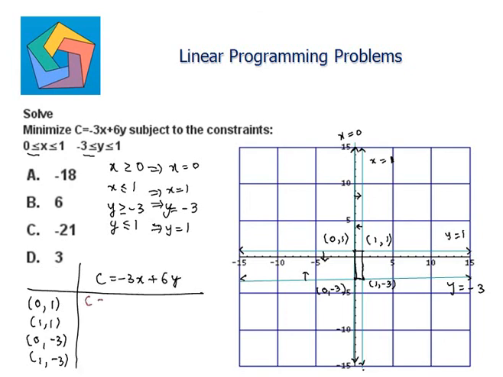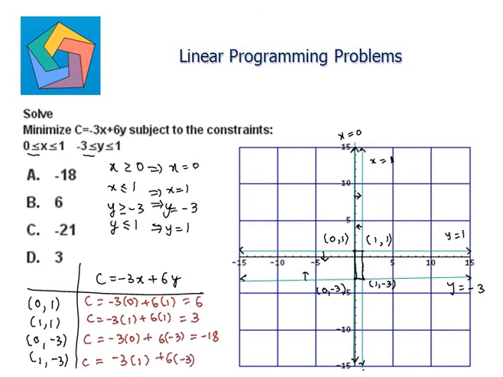So C is equal to negative 3 times 0 plus 6 times 1, that's 6. C is equal to negative 3 times 1 plus 6 times 1, 3. C is equal to negative 3 times 0 plus 6 times negative 3, minus 18. C is equal to negative 3 times 1 plus 6 times negative 3, minus 21. We need to minimize this, so the minimum value I have is negative 21, which is at the coordinate 1, negative 3. So C, negative 21, is the answer.